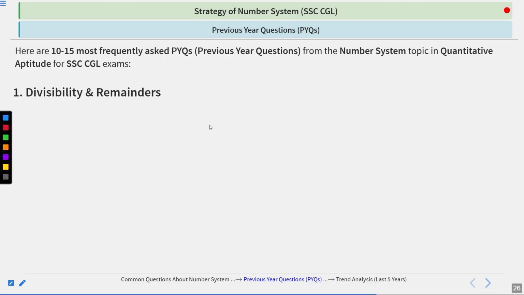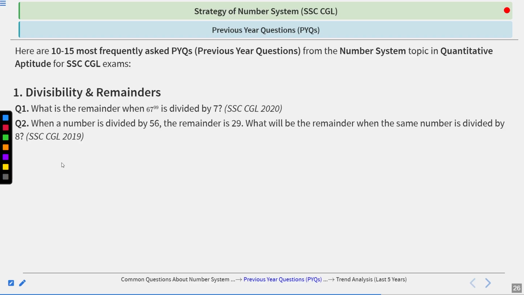So first we will see divisibility and remainder based questions. What is the remainder when 167 to the power 99 is divided by 7? This question was asked in the SSC CGL 2020 exam. Same way, when a number is divided by 56, the remainder is 29. What will be the remainder when the same number is divided by 8? This should be based on the divisibility rule. The first one is remainder based and the second is divisibility based, asked in the SSC CGL 2019 exam.